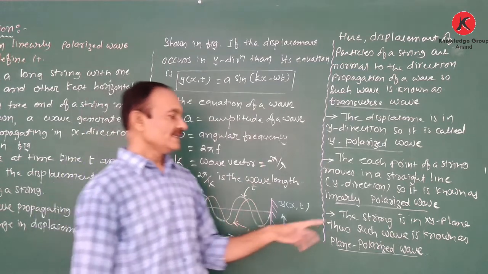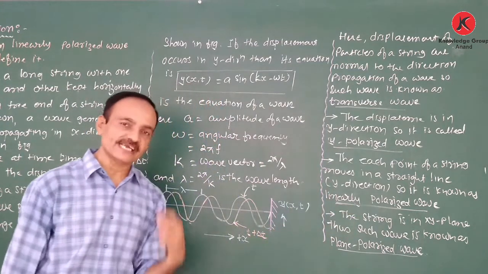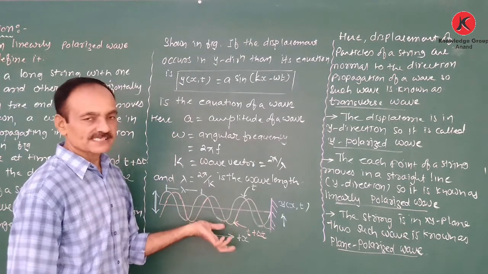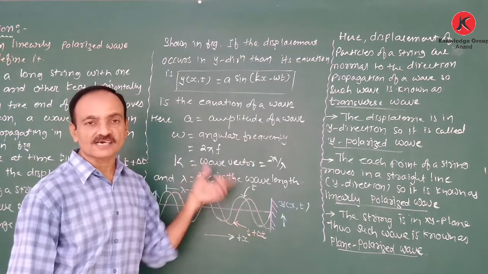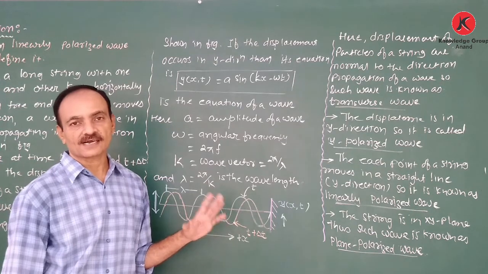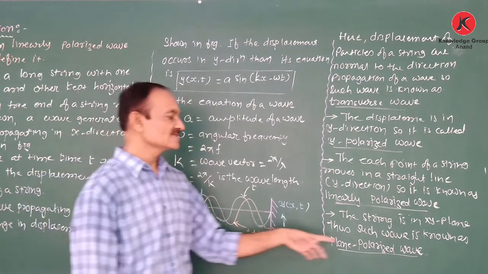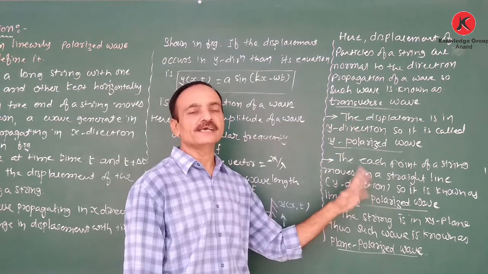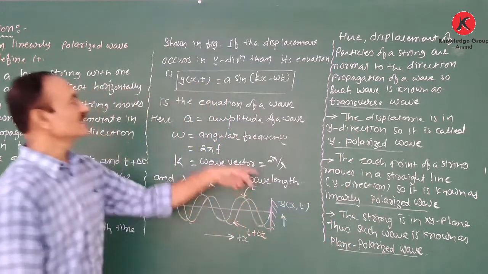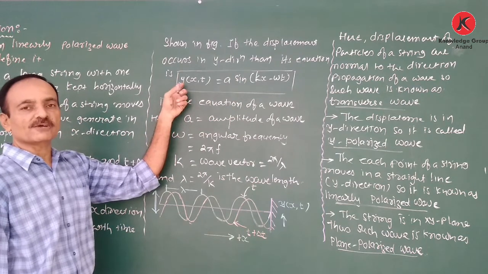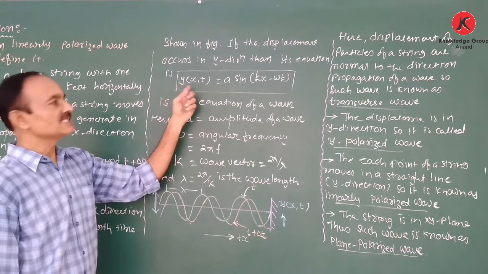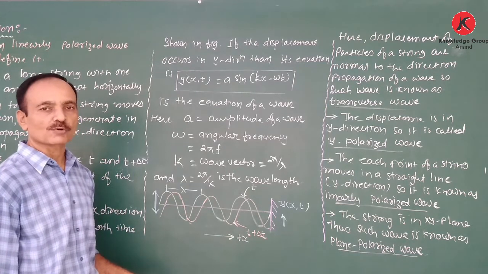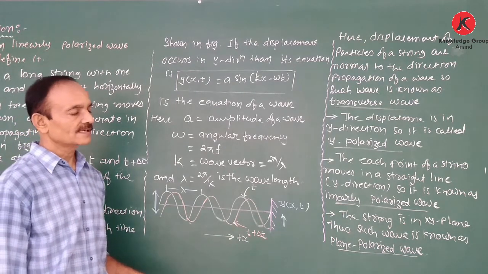After that, if the string is kept in the xz plane, what happens? Instead of y, the displacement of the particles of the string occurs along the z direction. So that is also a plane polarized, transverse and linearly polarized wave. But here the equation is represented by z instead of y: z(x,t) = A sin(kx - ωt). Clear?